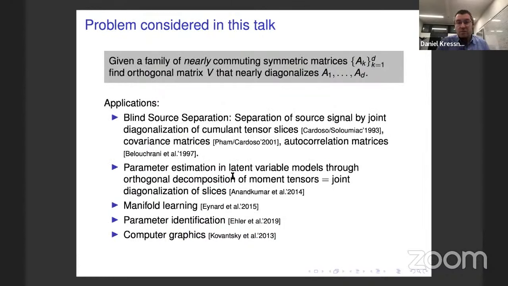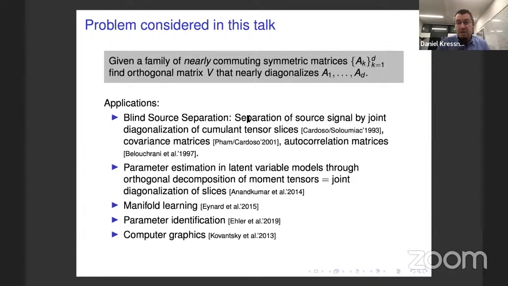So to set things up a bit more formally, we are not looking only at two matrices, we look at a family of nearly commuting matrices A1 to AD, they are all n by n. And I want to find an orthogonal matrix V that nearly diagonalizes A1 to AD in the sense that the off-diagonal parts of the transformed matrices are small. This has a number of applications.